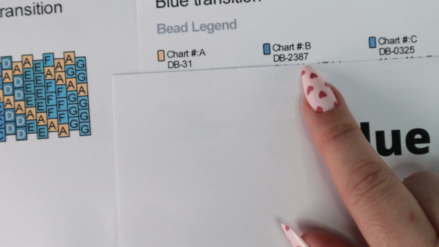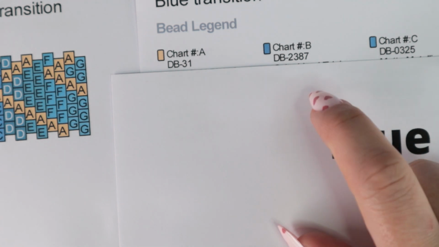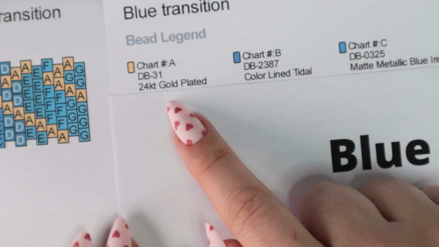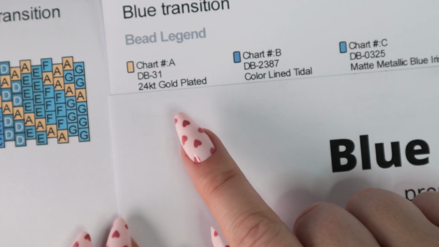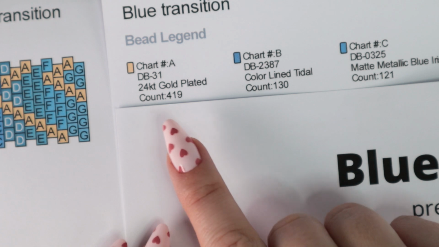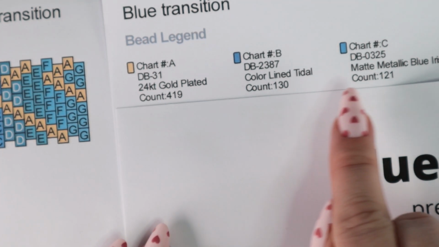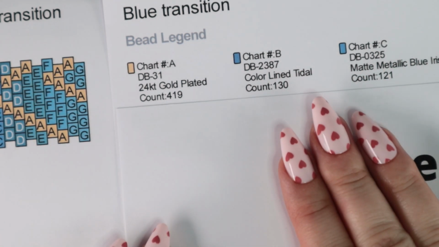The DB stands for Delica beads, and the number refers to the specific color. If this were a Toho round, instead of DB, you will see TR followed by the color number. I also added a row with the color name, which usually isn't included in most generated patterns. The last line shows the bead count, how many beads of each color are needed for the entire pattern. This helps you calculate how many beads you need to buy.